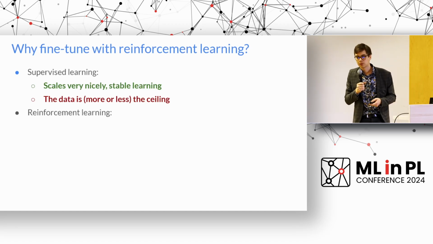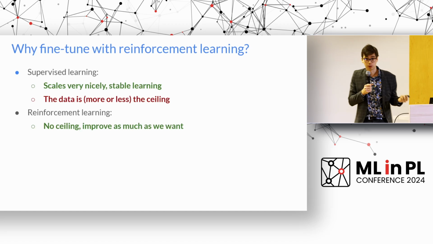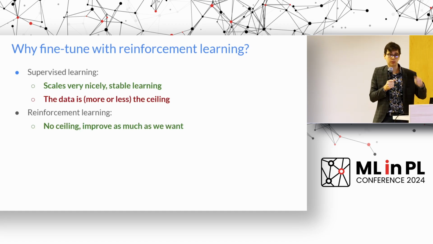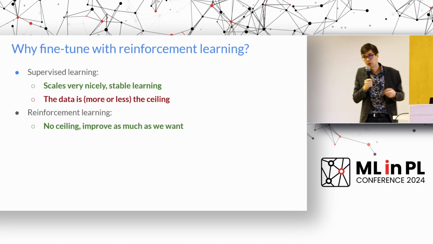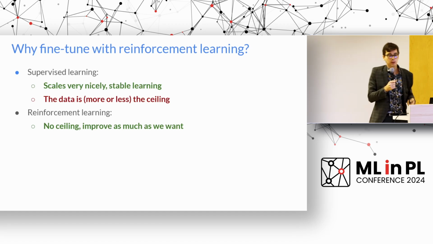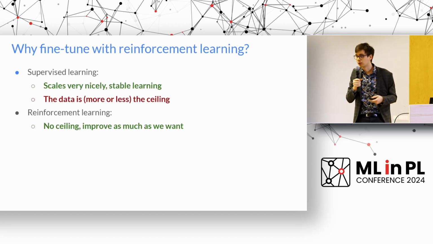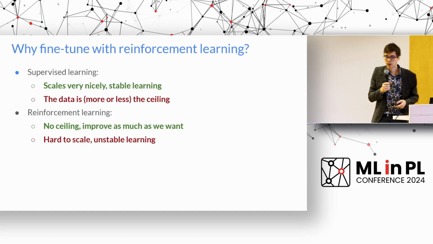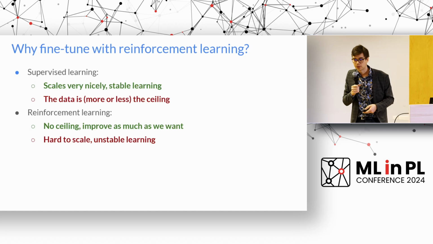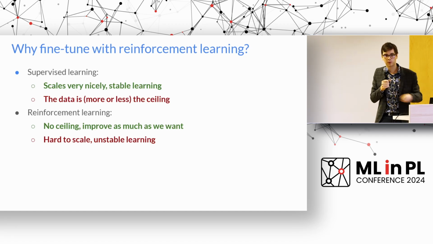On the other hand, in reinforcement learning, there is no ceiling because we are optimizing for a certain reward. You want to maximize this reward. You can do this for as long as you want, and at some point maybe you would get superhuman performance. Unfortunately, reinforcement learning is hard to scale. It is very unstable because of this loop going back between the environment and the model.